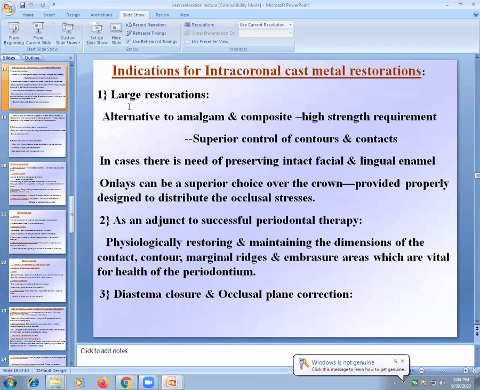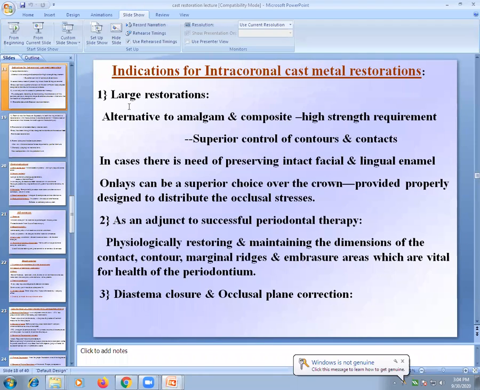In an onlay also we preserve the tooth structure. Onlay means what? We cover all the cusps, but we don't extend the margin to the cemento-enamel junction. The margin of the onlay is only on the occlusal table, while the gingival one third remains as it is. So we are preserving the tooth structure.